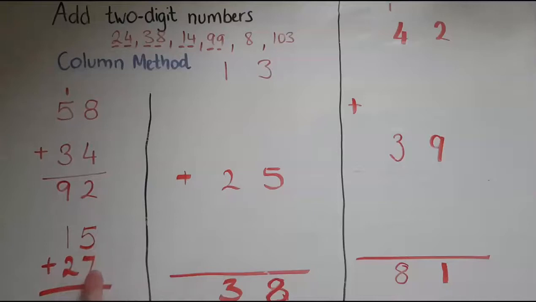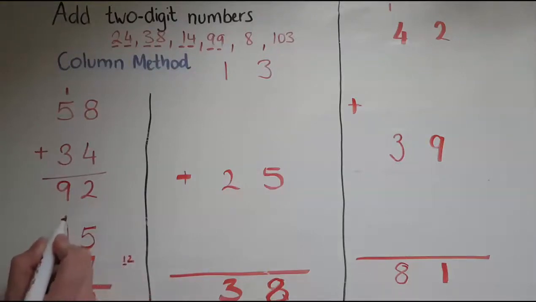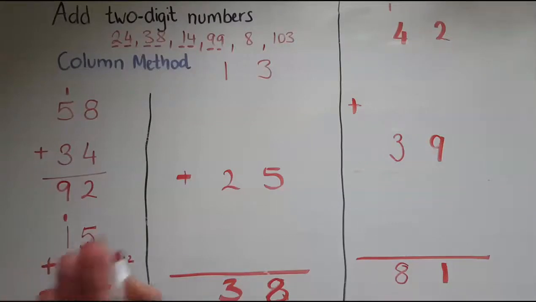We've got 5 and the 7 makes 12. So I'll put the 2 down in the 12 and I'll transfer over the 1, which represents 10. So 1 and 1 makes 2 and the 2 makes 4. So that is 42 that I have. This method is called the column method, but there are other methods as well, which I'll go through.